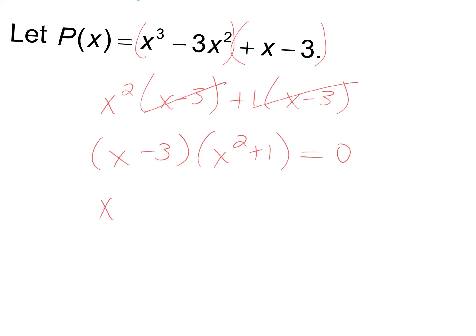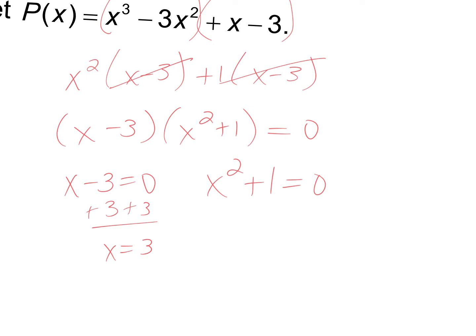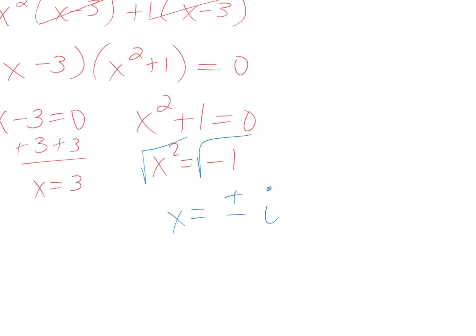When I go to solve this, I get x minus 3 equals 0. And then I get x squared plus 1 equals 0. So on the left-hand side, I add 3 to both sides, right? And I get x equals what? 3. Over here, I'm going to subtract 1 from both sides. So I get x squared equals negative 1. Take what? Take the square root. And I get x equals plus or minus i. Good, very good. You can put 1 i.